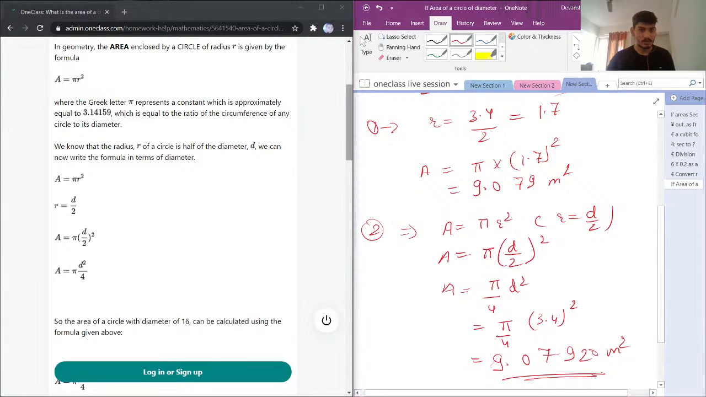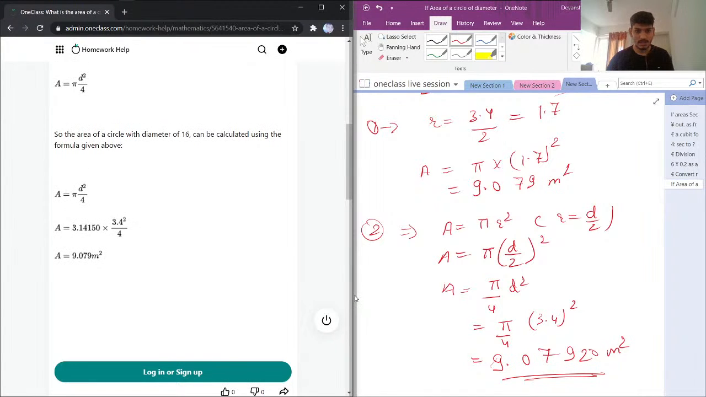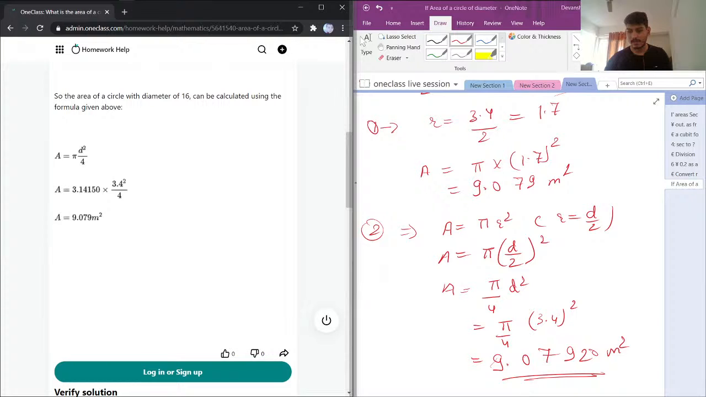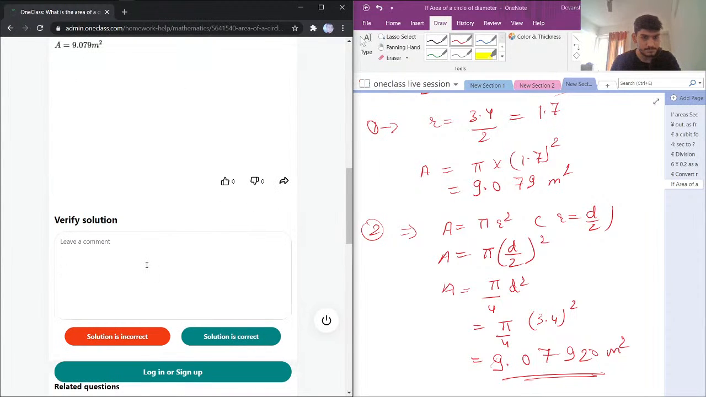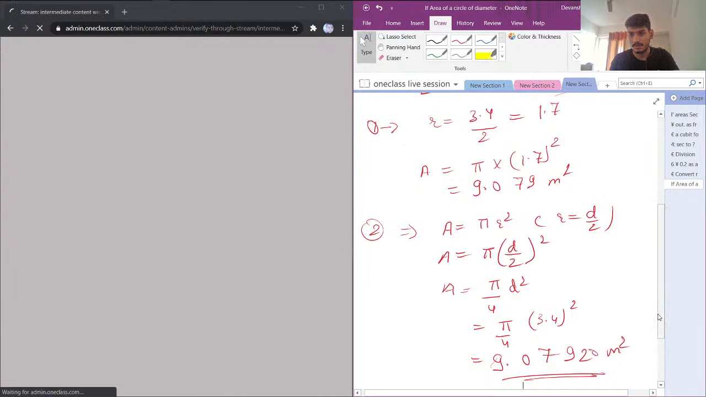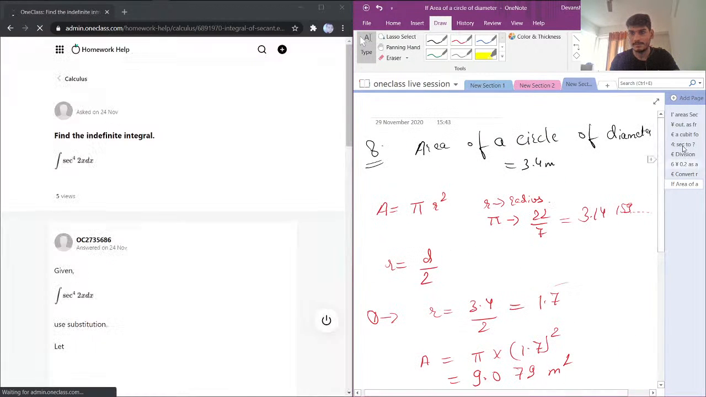Let's see what is the answer mentioned: 9.079. Okay, so the answer mentioned here is correct. Correct answer. Great job. The solution is correct. This was question number 8.